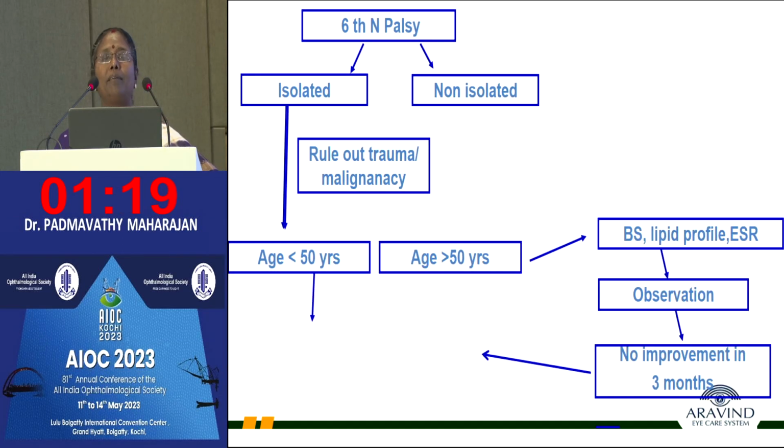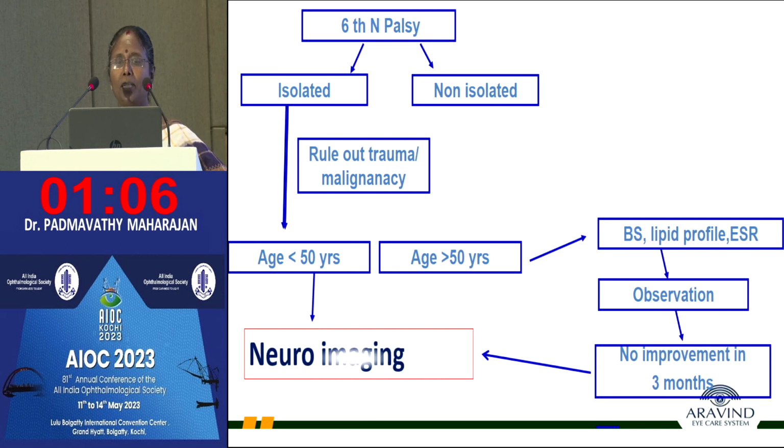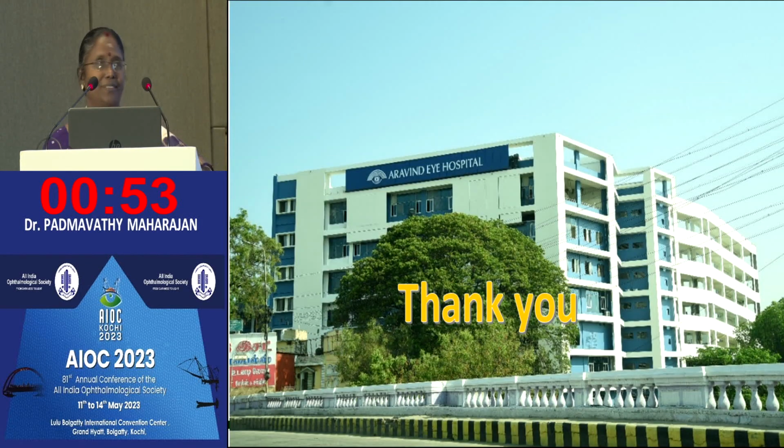So whenever you have a 6-nerve palsy, find out whether it is isolated or non-isolated, whether it is painful or non-painful, rule out any trauma or malignancy. Age of less than 50 years, do a neuroimaging. Age more than 50 years, do all the vasculitic systemic factors, vascular factors, observe. If still you don't find improvement, go for neuroimaging. Thank you.